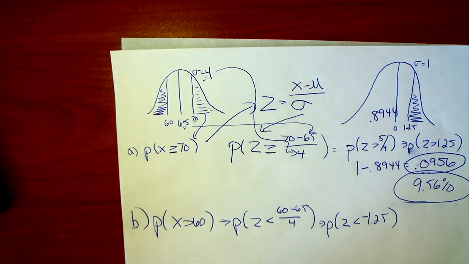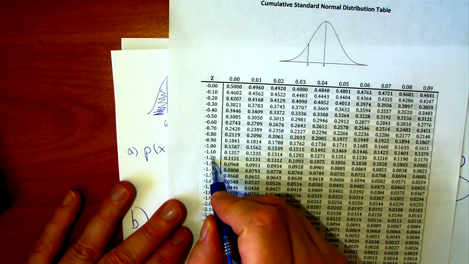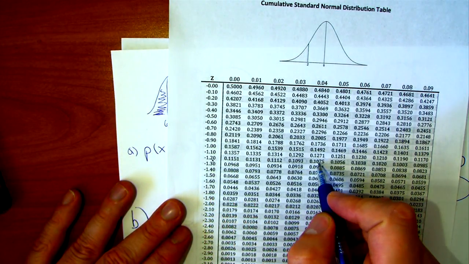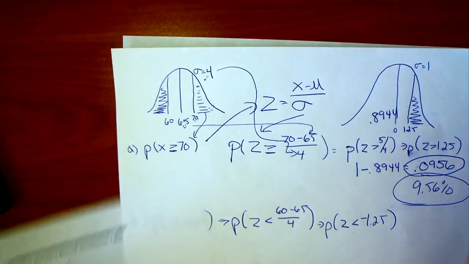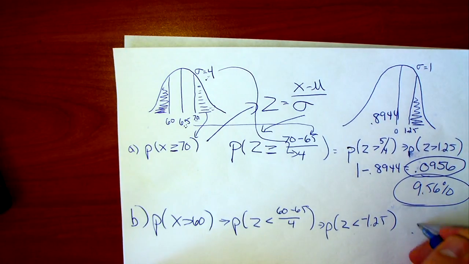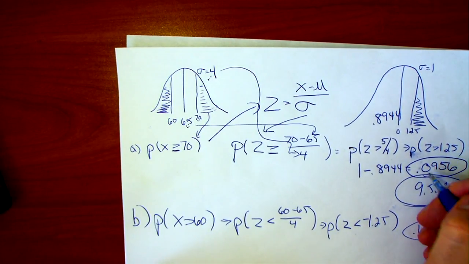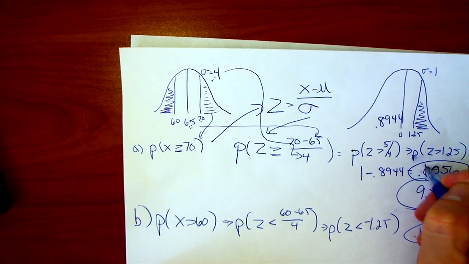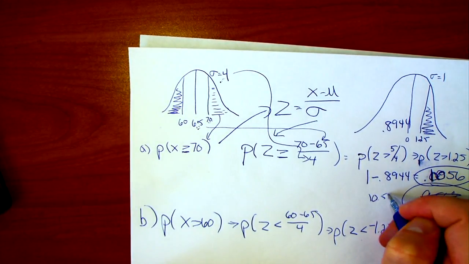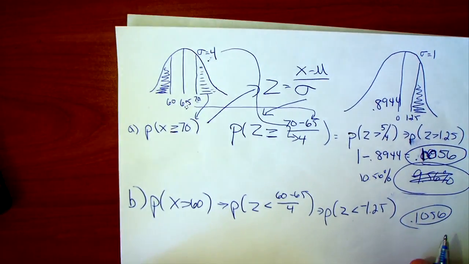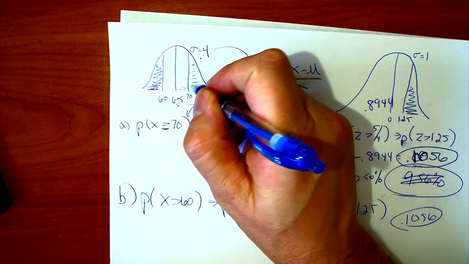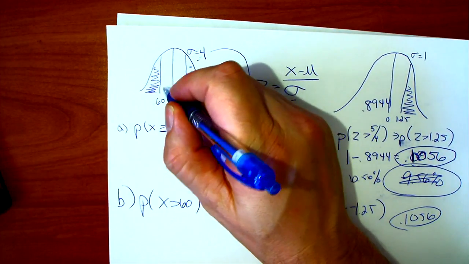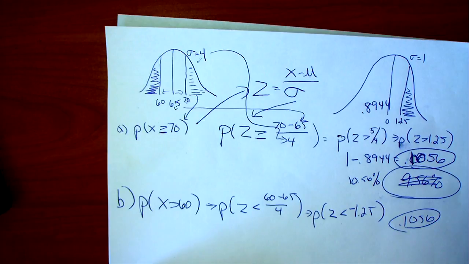This is less than. So if it's less than, all I have to do is a lookup. I'm going to find negative 1.2. I'm going to find 0.05. And it gives me 0.1056. Oh, so this one should have been 0.1056 too. Did my math wrong. This is 0.1056. Thank you. So 10.56%. And it makes sense, right? This thing is symmetrical. So if we go over 5 units and then want to go everywhere to the right, we go over 5 units everywhere to the left, it's going to be the same.